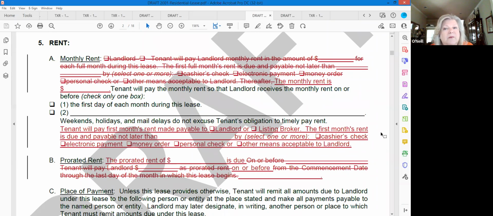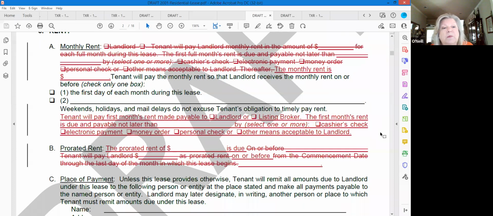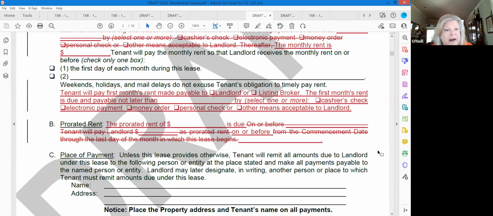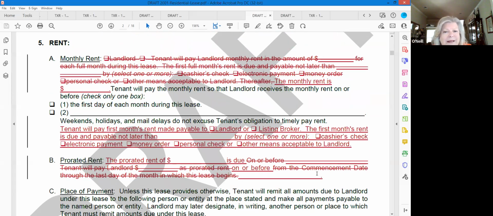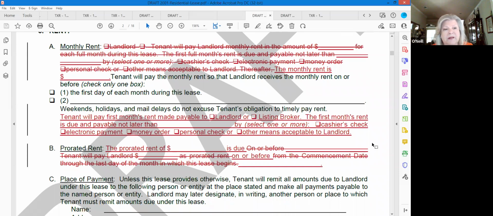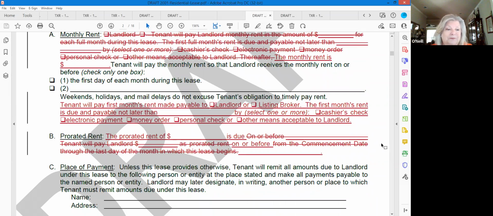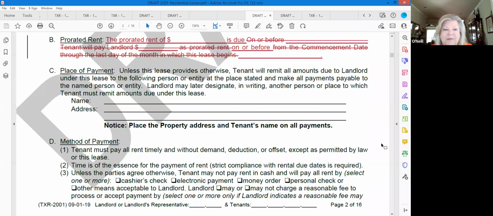For the last paragraph of paragraph A, it says tenant will pay first month's rent made payable to either the landlord or listing broker. Remember that? It changed in the lease listing. Well, it's balanced here in the lease. And it says the first month's rent is due and payable not later than a date, and then the method. Prorated rent, much simpler. The prorated rent of X number of dollars is due blank. Okay, very simple, straightforward. But they had to clean this up quite a bit, make it simpler for the parties, and then the acknowledgement that the tenant knows that they're instructed to make the first month's rent payable either to the landlord or the listing broker. Big change on something like that.